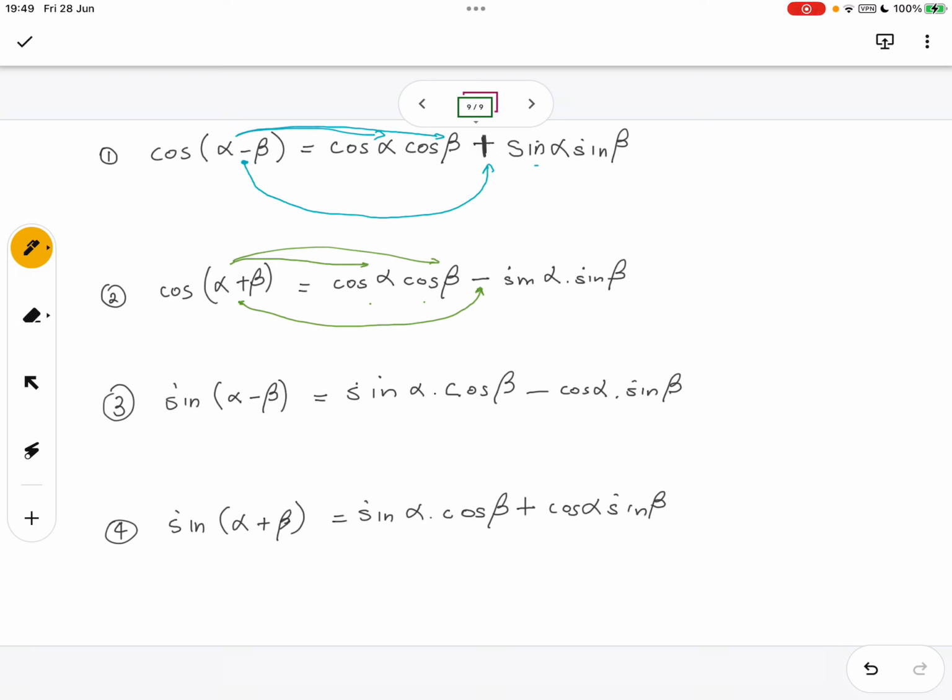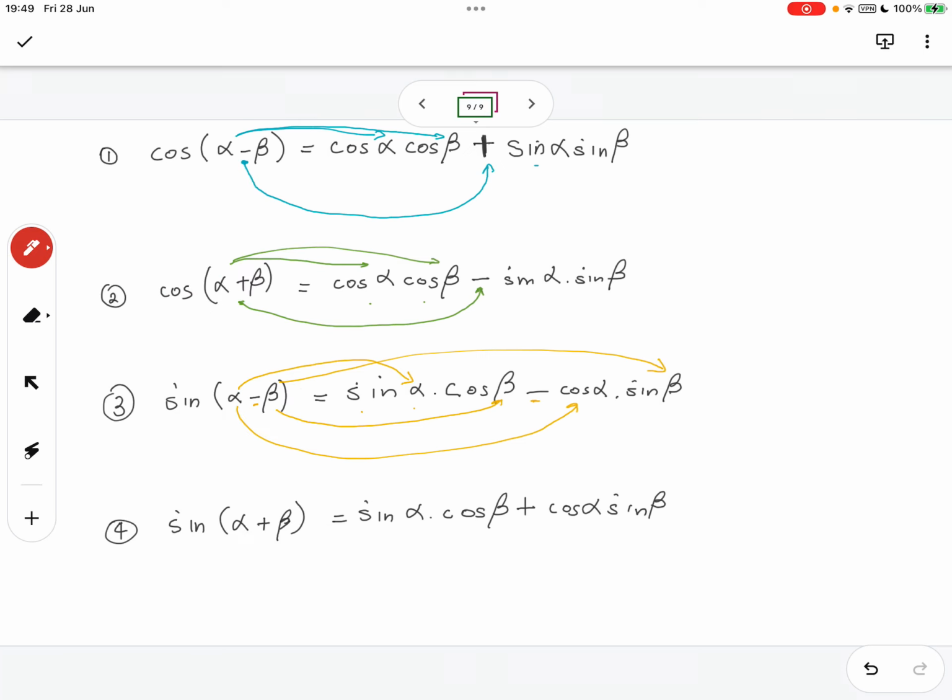With the third one, for sine alpha minus beta, instead of sine alpha followed by sine beta, it's sine alpha followed by cos beta. So the signs are the same, but this time alpha goes with sine and beta goes with cos. And then post the sign, the alpha goes with the cos and the beta goes with the sine.